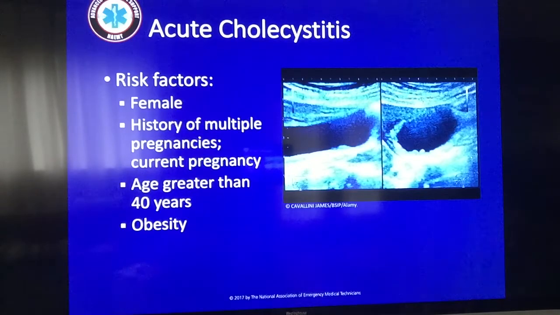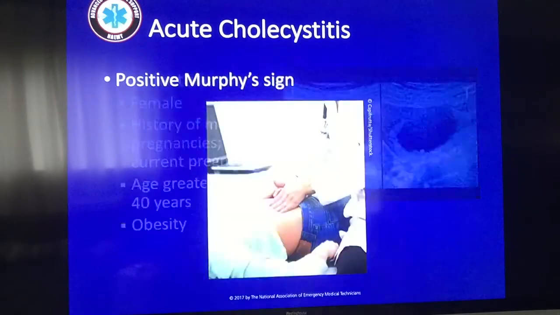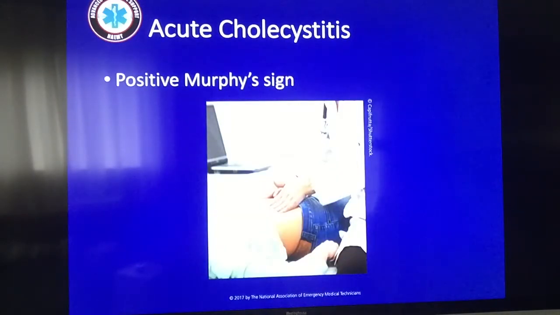Here they're showing you pictures of the gallbladder. Here we have an inspiratory arrest when we have the patient take in a deep breath, and as they exhale we place our hand underneath that right hypochondrial area, and as they decrease their exhale, the liver comes down against our fingers and the gallbladder sits underneath there, and we have them stop because of their severe pain. So it's a positive Murphy sign, acute cholecystitis.